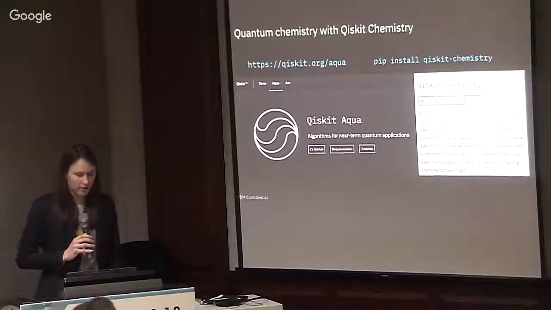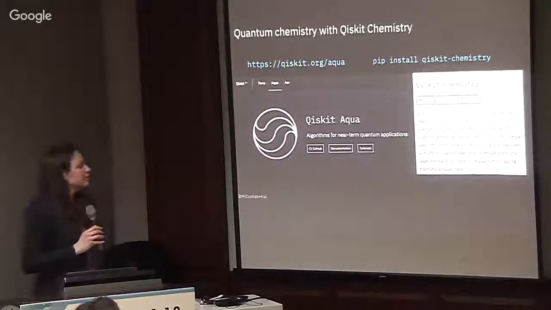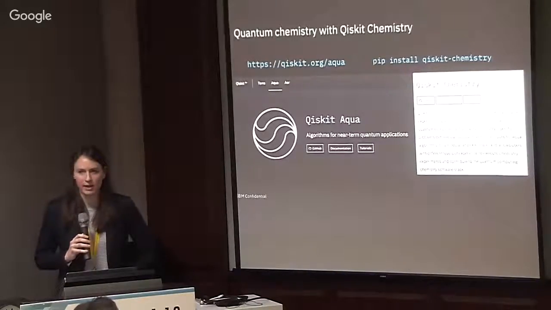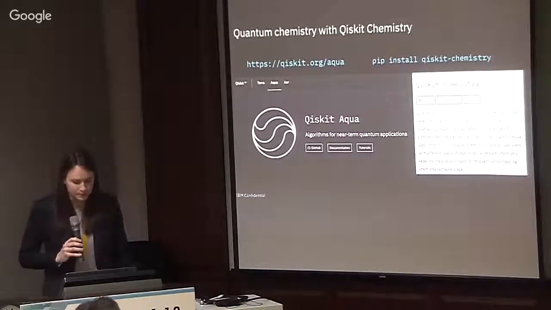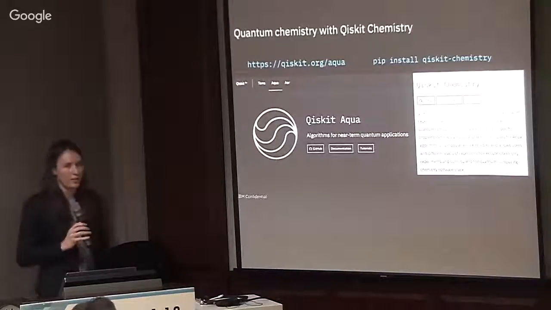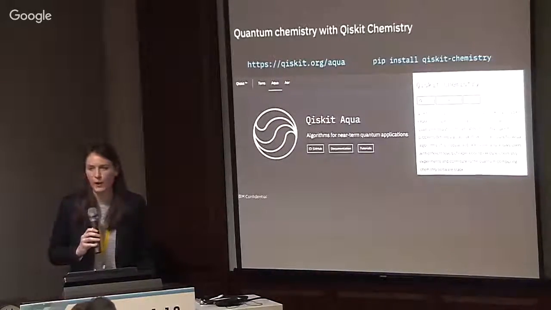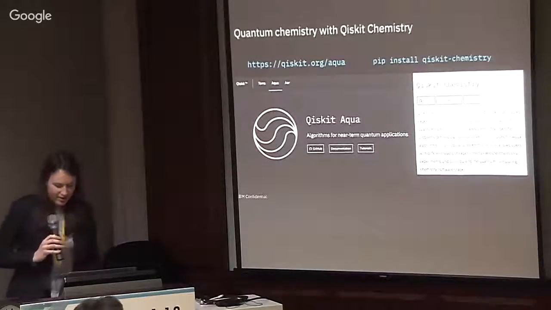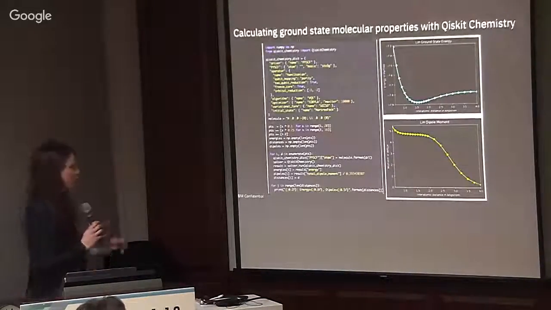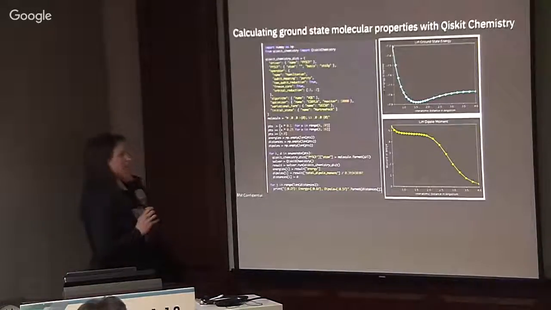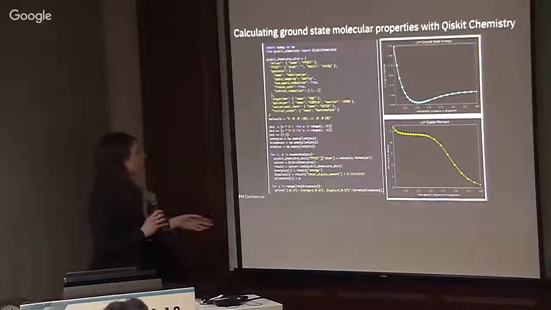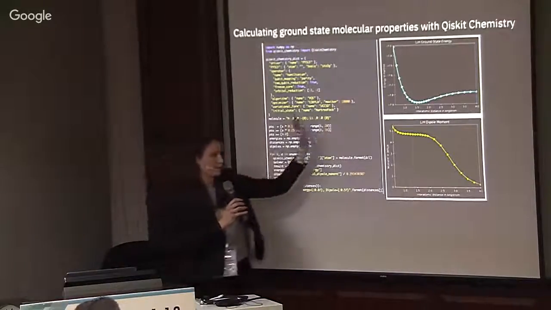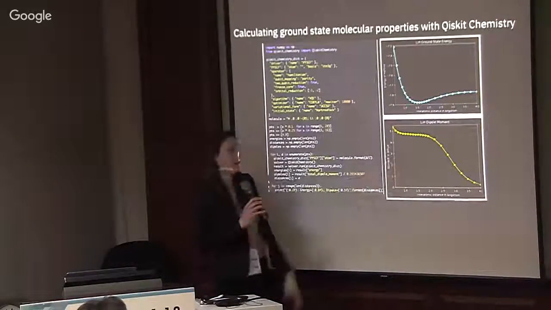Okay, so Richard already went over this. You can pip install the chemistry packages in Aqua, and you can run these experiments yourself if you'd like for different molecules. And there are many Jupyter notebooks going through how to do this. Here's one example of some code that you would need in order to compute this entire dissociation profile.